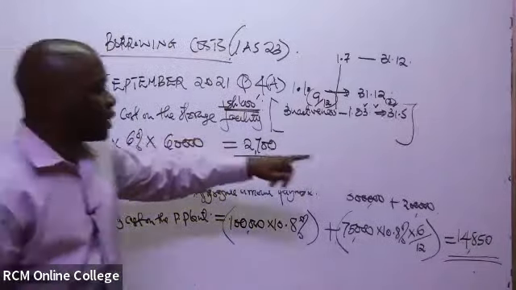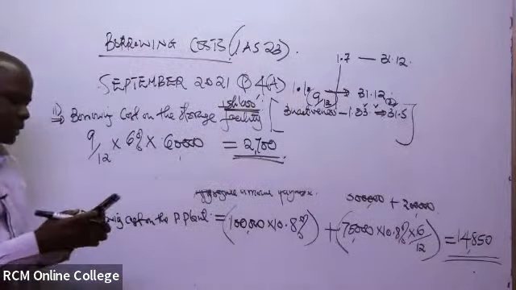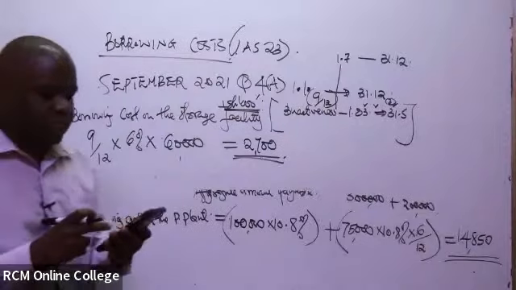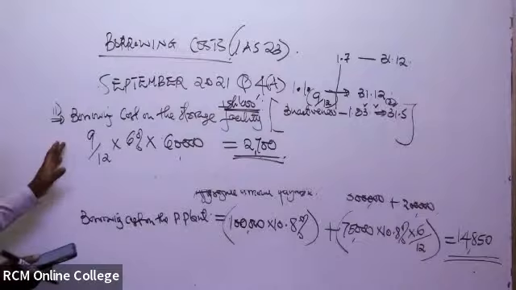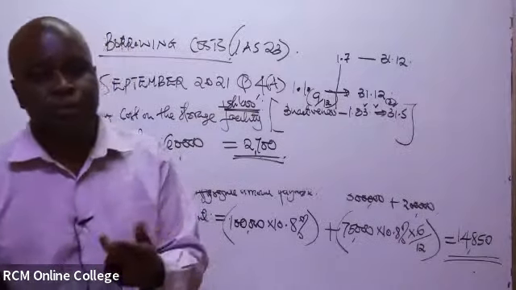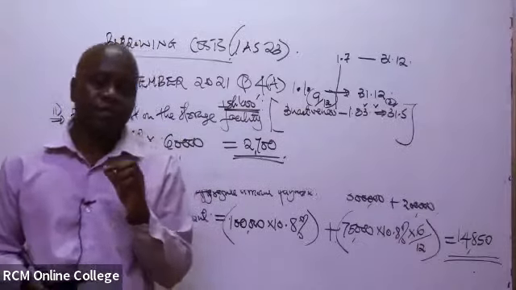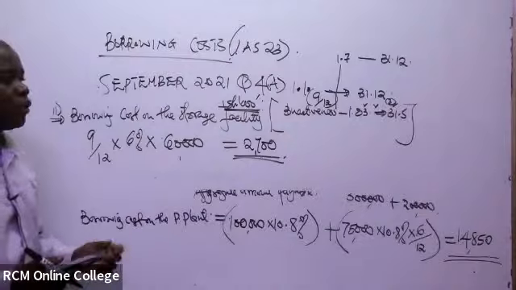And of course, this is the borrowing cost to be capitalized for the plant, the plant that was to be constructed. So that is basically how you determine the borrowing cost. Whenever an asset has been financed by 2 loans, you have to determine the capitalization rate that you use to compute the borrowing cost.